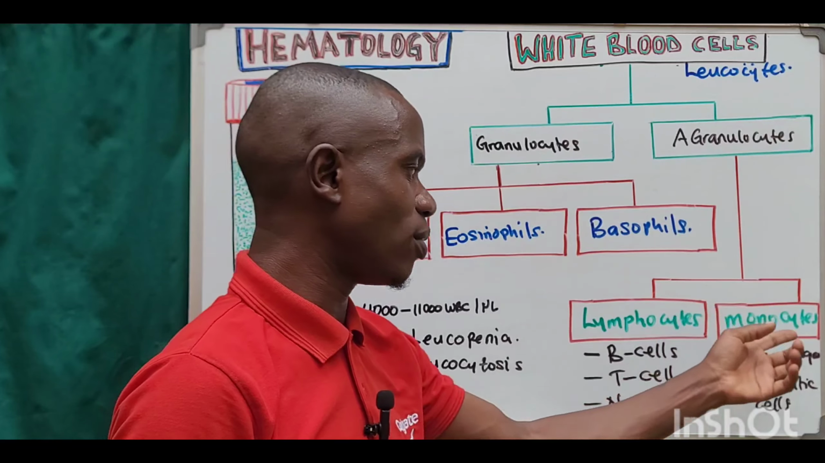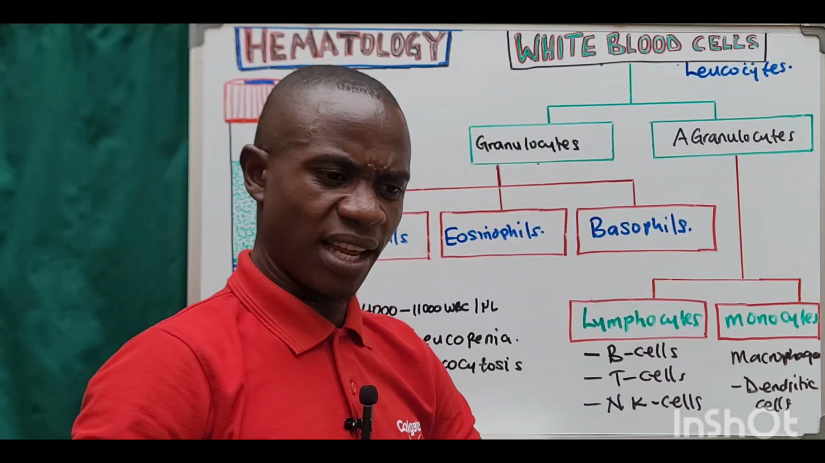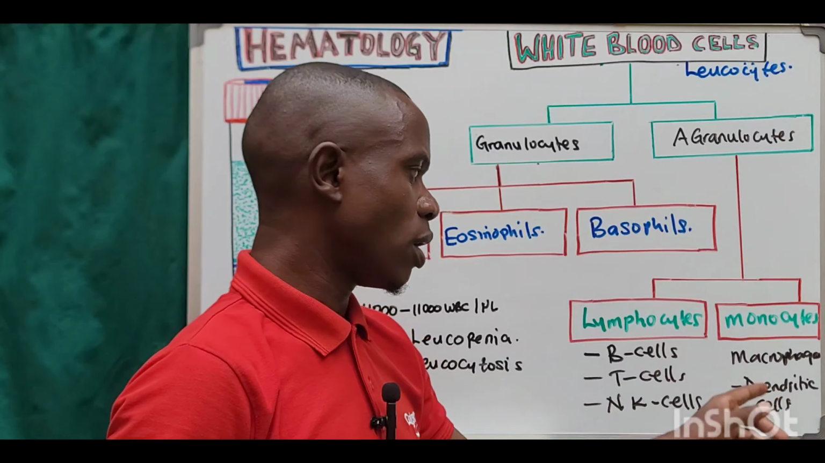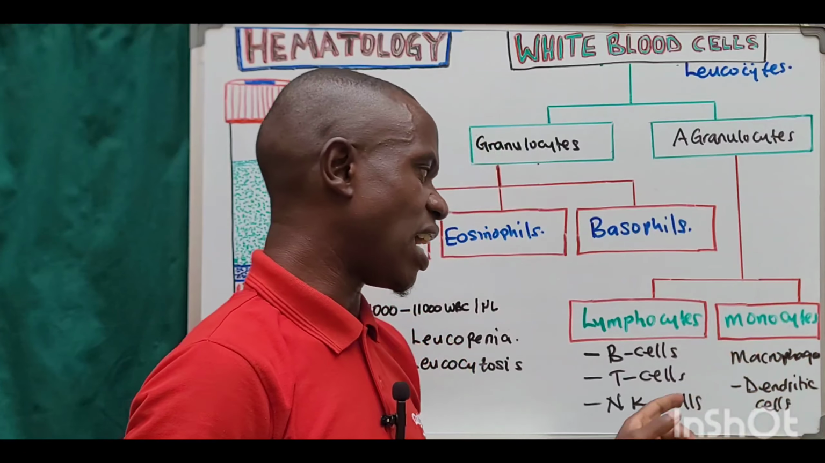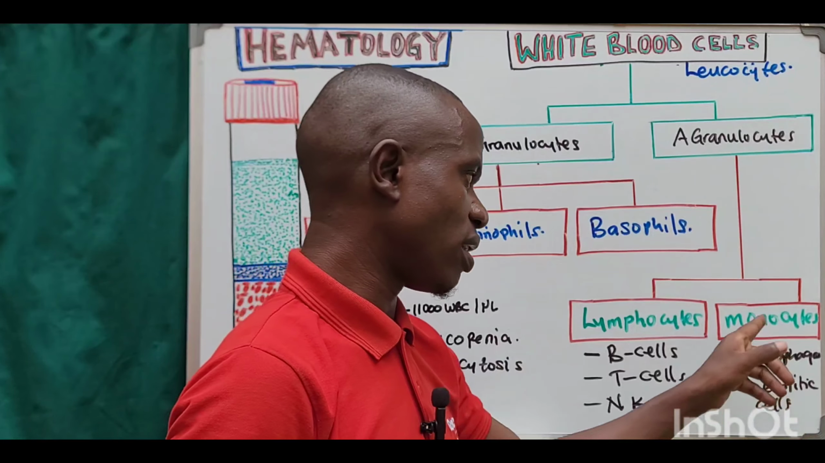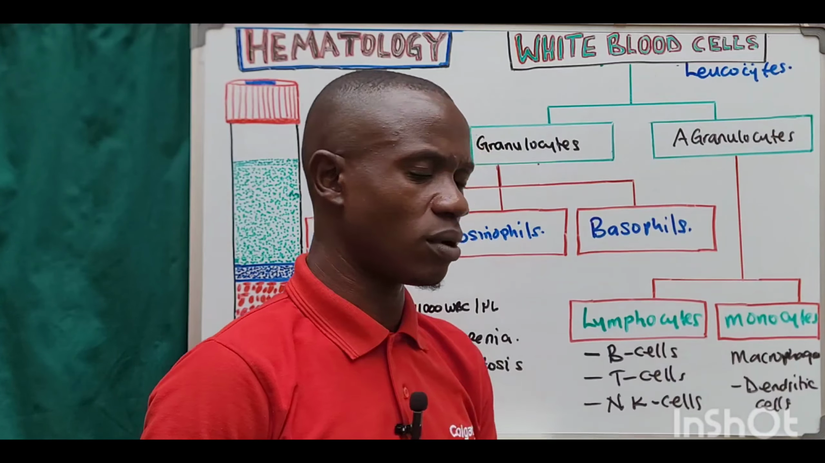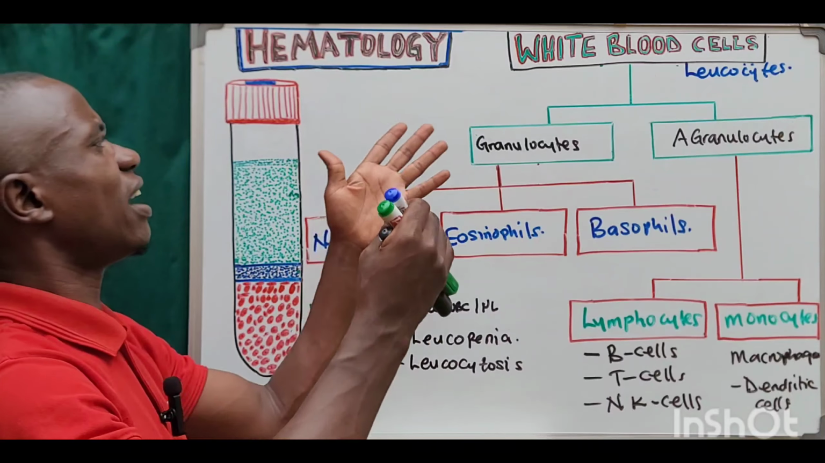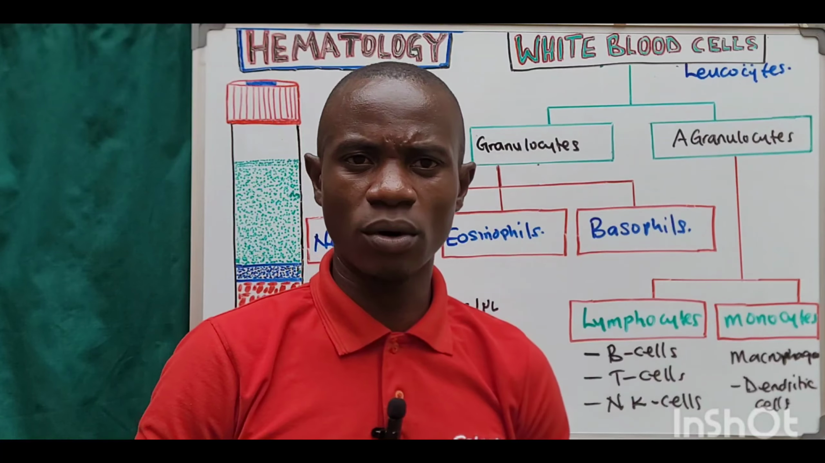And when we talk about the monocytes, they are called monocytes whenever they are circulating in blood. When they come out, they are the macrophages, and some of them also differentiate into the dendritic cells. Okay, so now that briefly covers the concept of white blood cells.